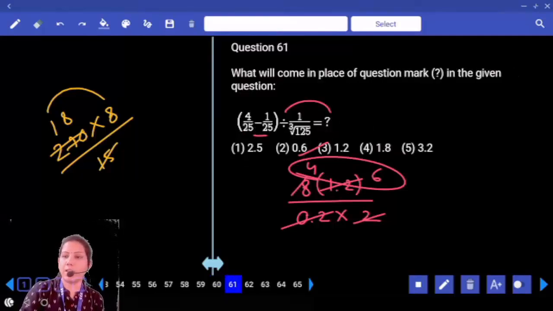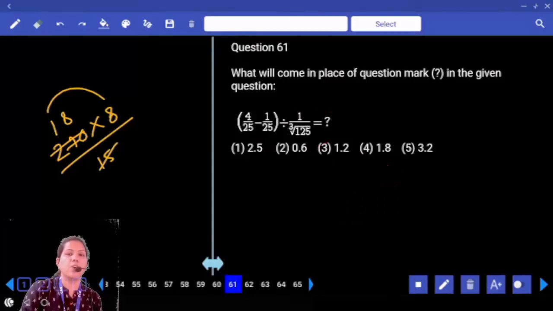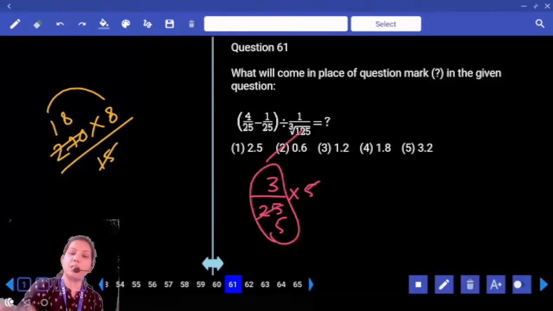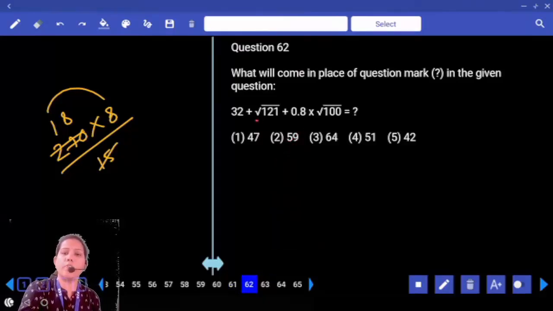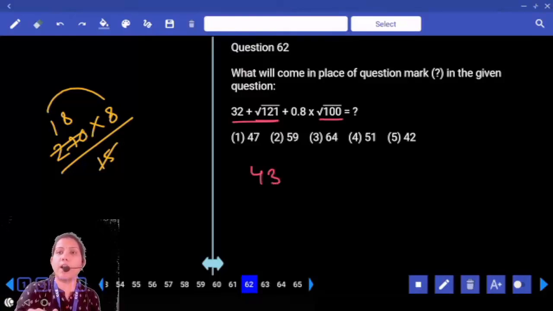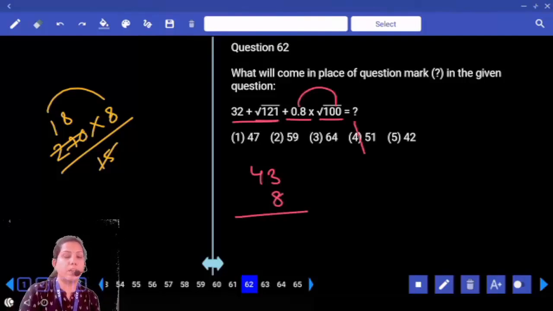Next question number 61. Question number 61. 4 by 25 minus 1 by 25 is 3 by 25 is in multiplied with. What is cube root of 125? 5. 5 exactly 5 times. 3 by 5 means 0.6. 3 by 5 means 0.6. Second option. Next 62. What is square root of 121? 11. 32 plus 11? 43. What is square root of 100? 0.8 into 10? 43 plus 8? 51. 51, fourth option.